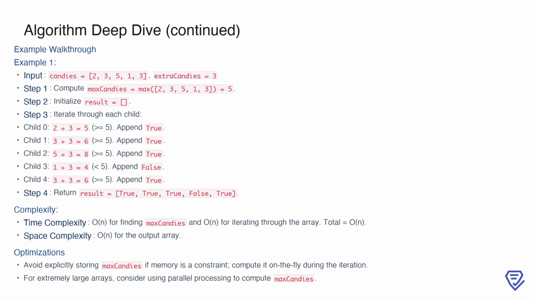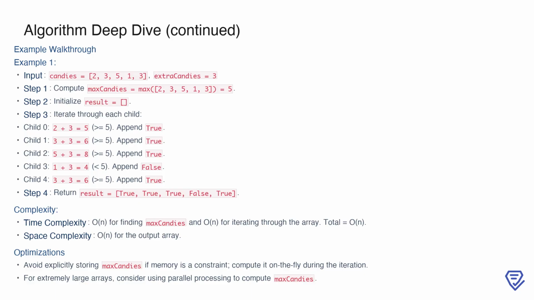For the first child with 2 candies, adding 3 results in 5, which is equal to the maximum, so we append true. For the second child with 3 candies, adding 3 gives 6, which is greater than the maximum, so we append true. The third child already has 5 candies, and adding 3 gives 8, which is also greater than the maximum, so we append true.